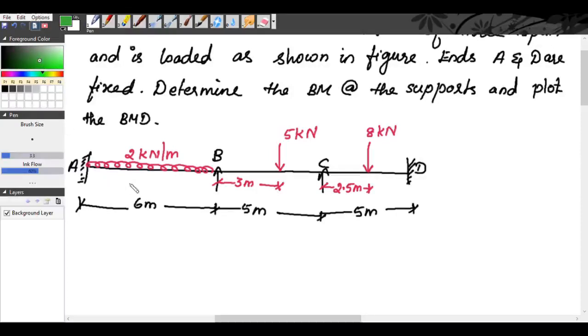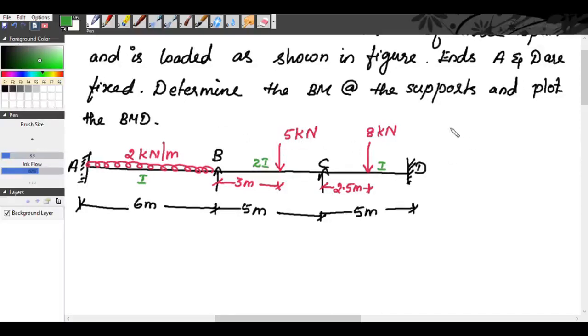Now the properties given: for the span AB, the moment of inertia is I. For the span BC, the moment of inertia is 2I. For the span CD, the moment of inertia is I. So these are the things given. Now we will move on to our problem.